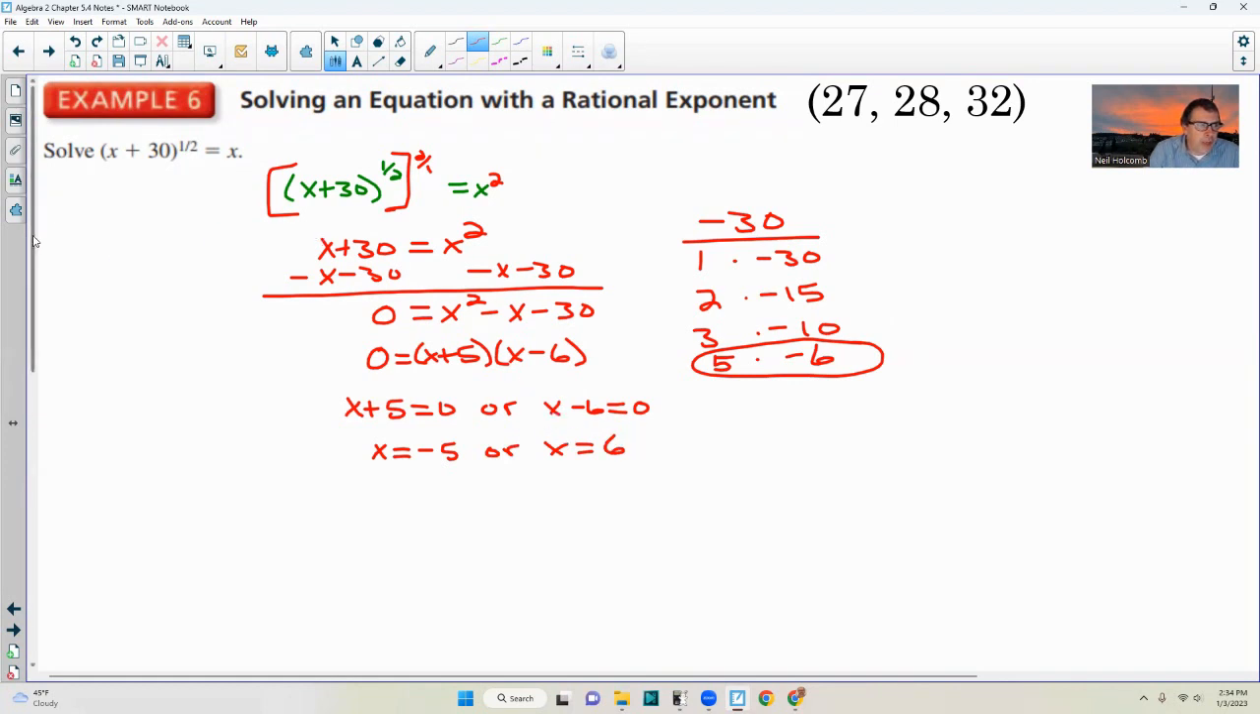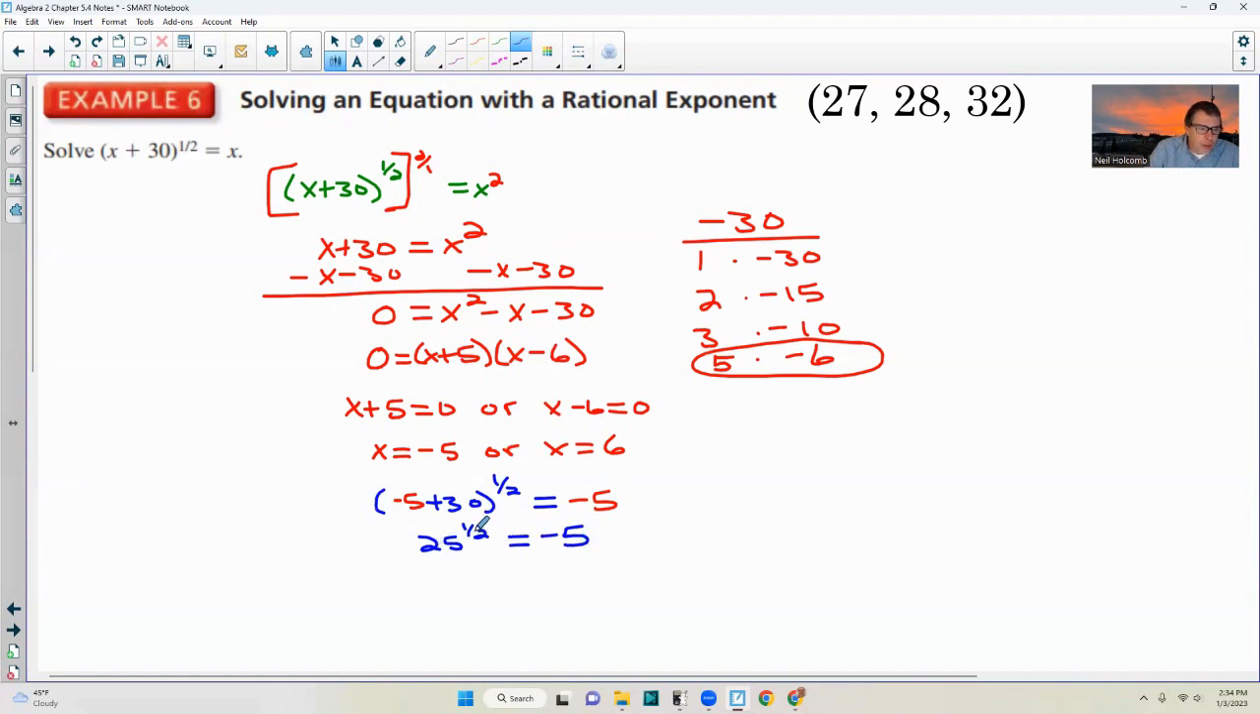Okay, now that we've done that, we're going to check our solutions. So I'm going to write it in the original. x, negative 5, plus 30 to the 1/2 equals x. Okay, simplify. Negative 5 plus 30 is 25, to the 1/2 equals negative 5.